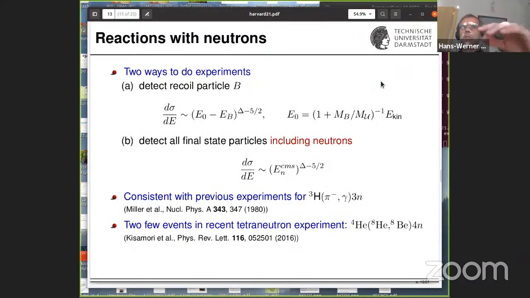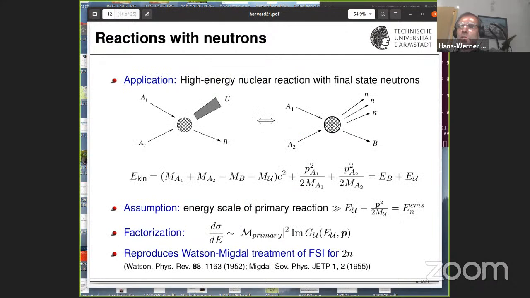So if you wanted to detect this now in an experiment, there are two ways to do this. You can either measure this recoil particle B. This is how that was done in the past, because it's difficult to detect the neutrons. They're uncharged and they're easily missed in detectors because of that. But nowadays, there are also very powerful neutron detectors, so you can actually also measure the neutrons directly. So this gives you these two ways.